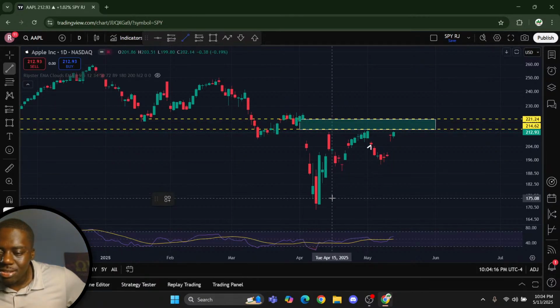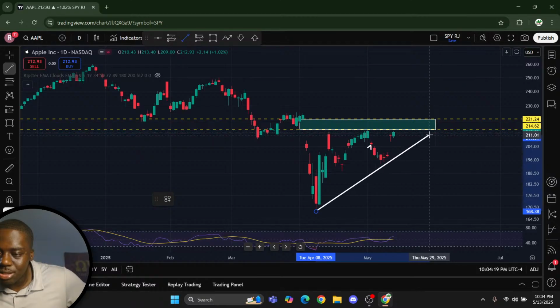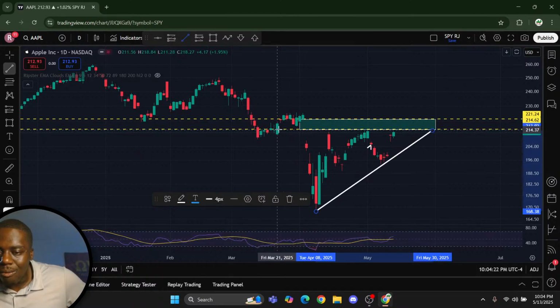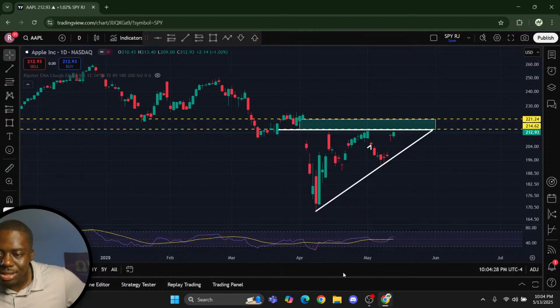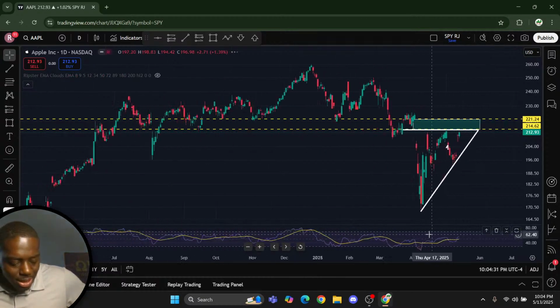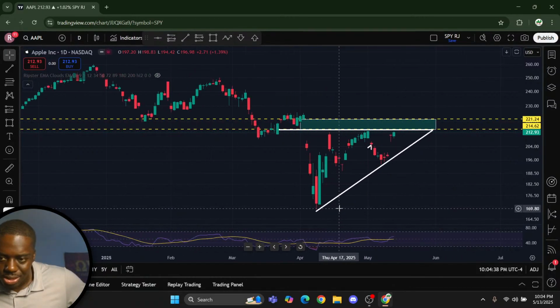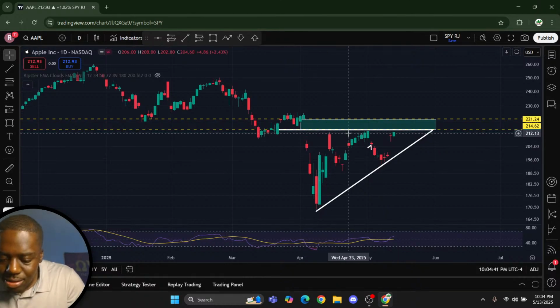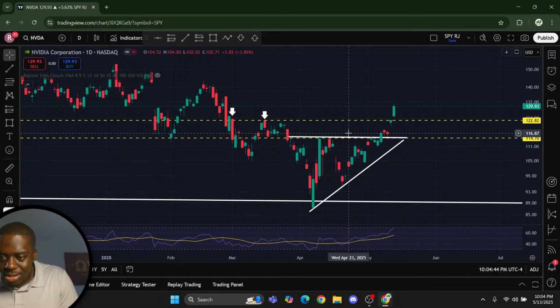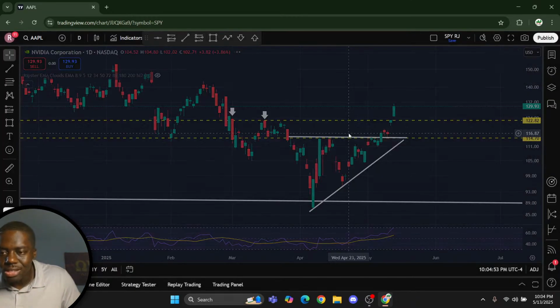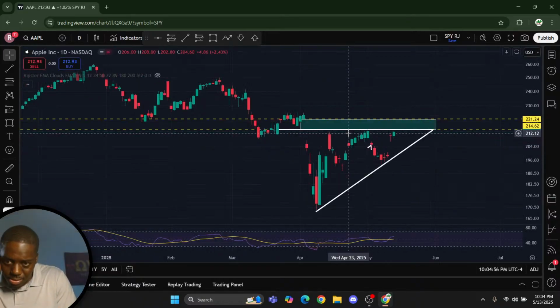Alright? Like Brad said, could this even be the same setup as NVIDIA? Crazy. Could possibly be even setting up the same way NVIDIA just set up. Take a look at Apple. Take a look at NVIDIA. Does that look similar to you guys?